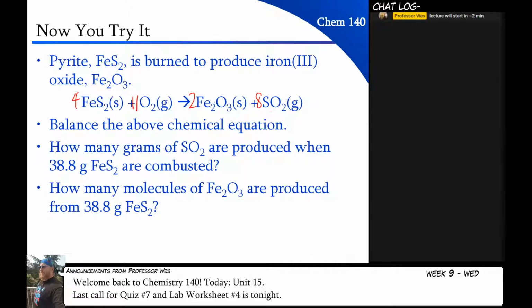So 8 times 2 is 16. 22, 22. Heat, sulfur, 4 iron. There we go. So a little bit complicated for balancing that equation, but that's what I got: 4, 11, 2, and 8.